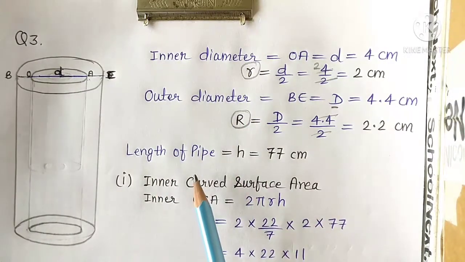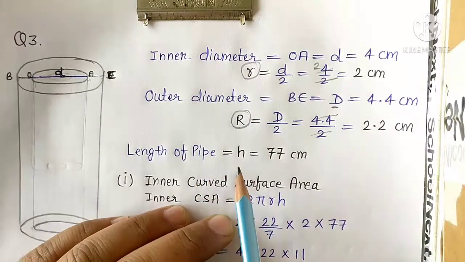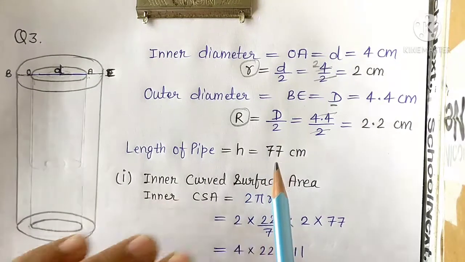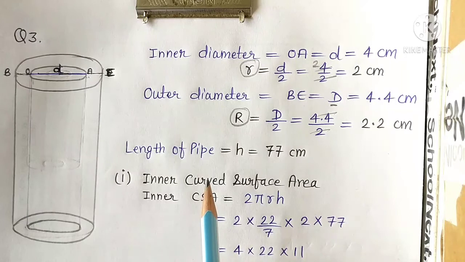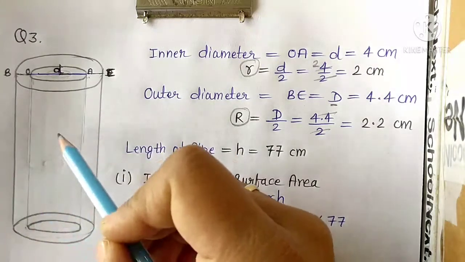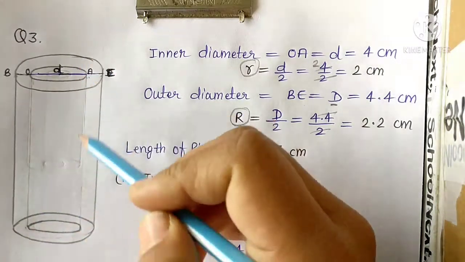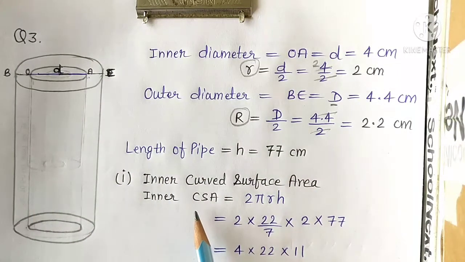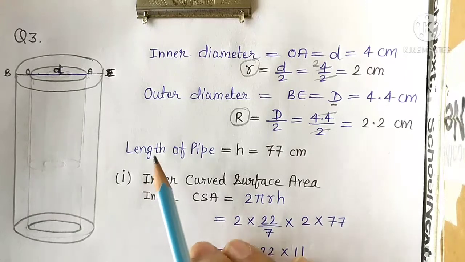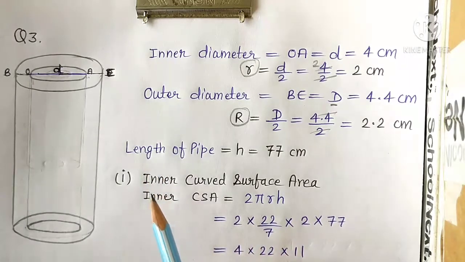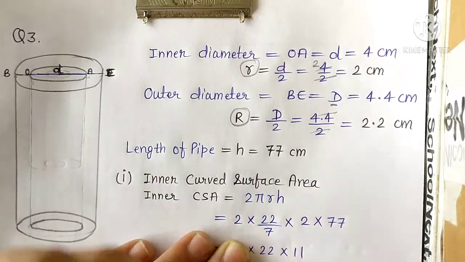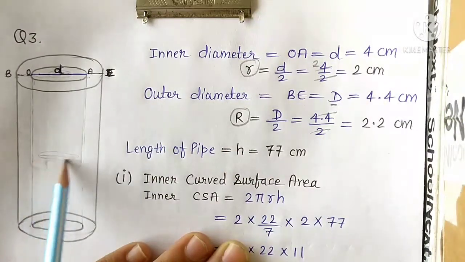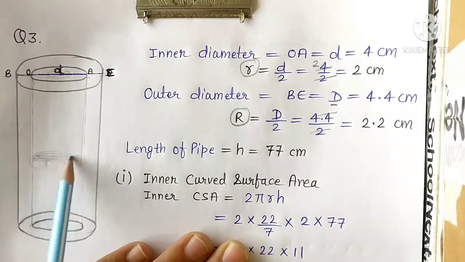Now the length of the pipe is already given in the question, that is 77 centimeter. And we have learned that in a hollow cylinder the height always remains the same. Whatever is the height of the inner cylinder, the same height will remain for the outer cylinder. Now let's solve our first part, where we have to find the inner curved surface area, or we can say inner CSA. So what is the formula? 2 pi rh. We are finding only the curved surface area of the inner cylinder.